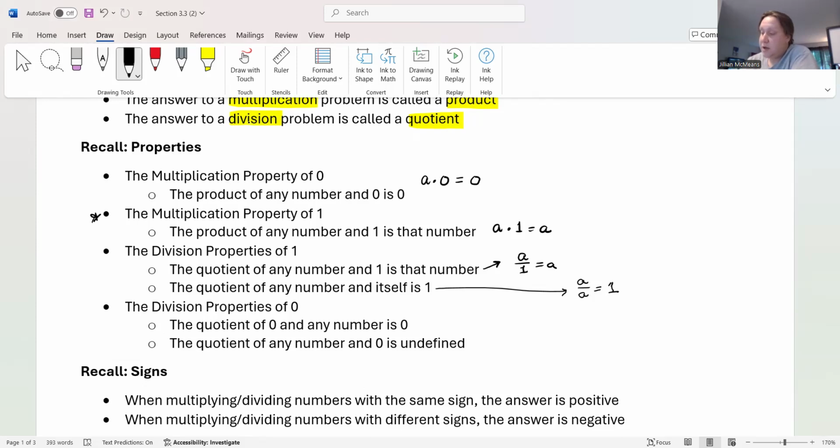So a lot of times I'll tell students to remember these in this regard. If you take zero and you divide it by some number k, that's okay. You just get a quotient of zero. However, if you take a number and divide it by zero, think of that as no way.